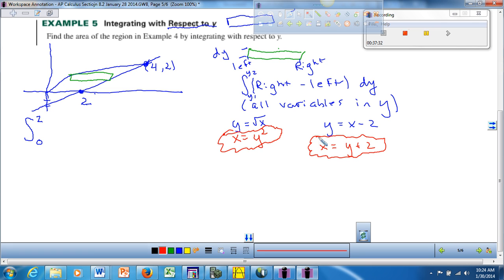All right, now we have everything we need. So take a look at my little representative rectangle. Here is the right function, and here is the left. So help me write my integral. From 0 to 2, y plus 2 minus y squared dy.